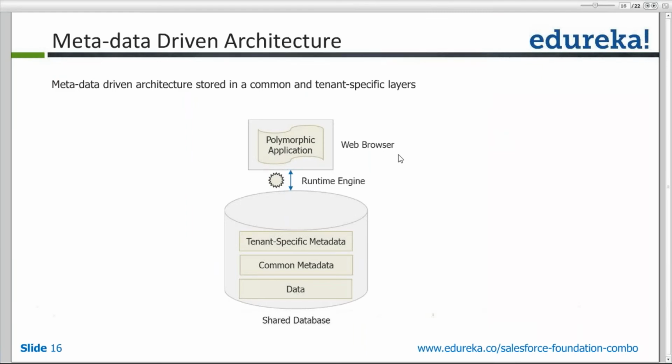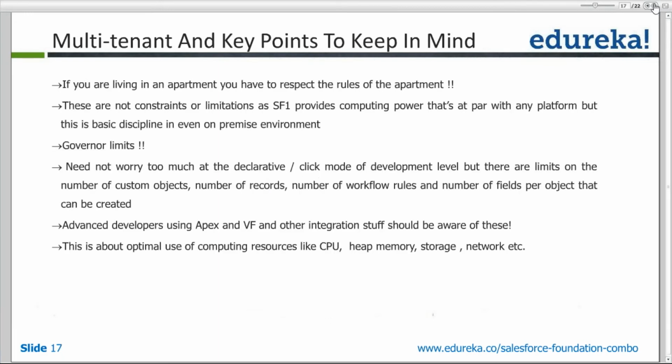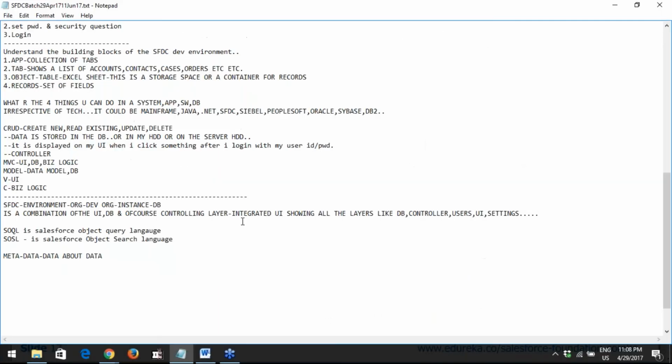You have a polymorphic application, that is the web browser that you use to access, and in between there is a runtime engine, the Salesforce runtime engine. The database is not getting shared, but the infrastructure and resources are. You have your tenant specific metadata, then there is a common metadata, and then there is the data.